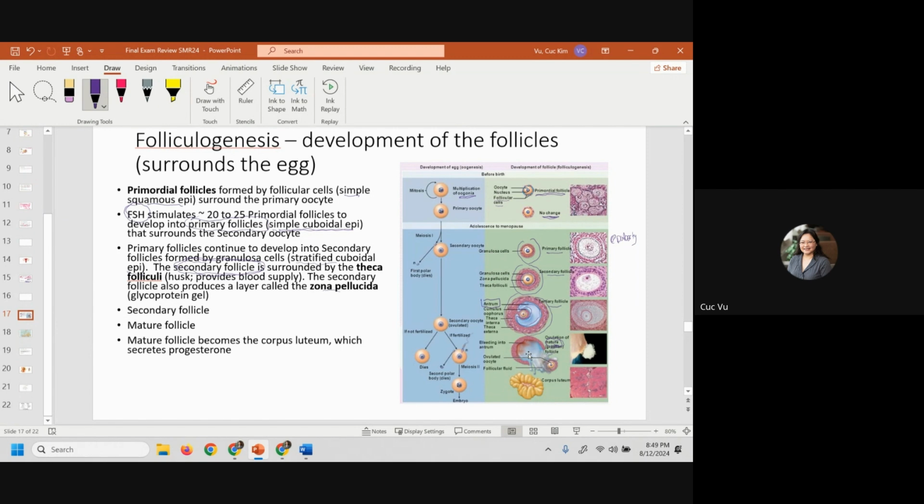Isn't it so beautiful and cool how everything is coordinated like that? It's like the body just knows exactly what to do, when to do it. Okay? All right, questions?